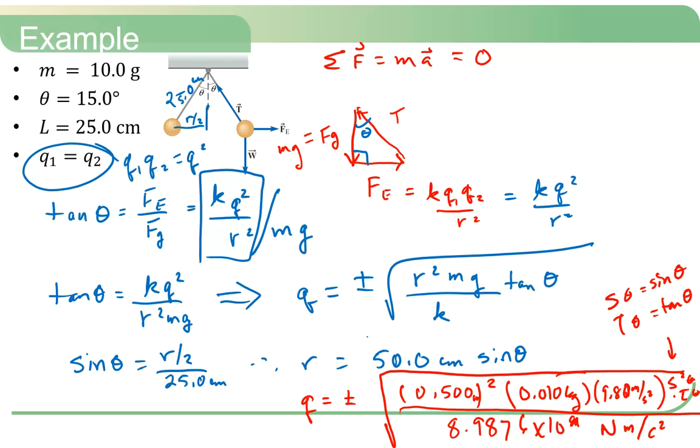And then where did the sine go? Because I thought R was like... The sine, this here is the sine. It's got a square, so I should put sine squared. So that's the sine squared theta there, squared because it was R squared.